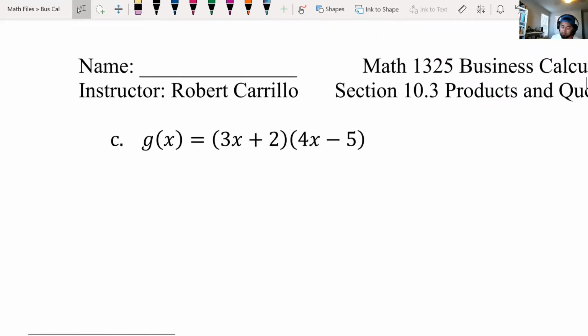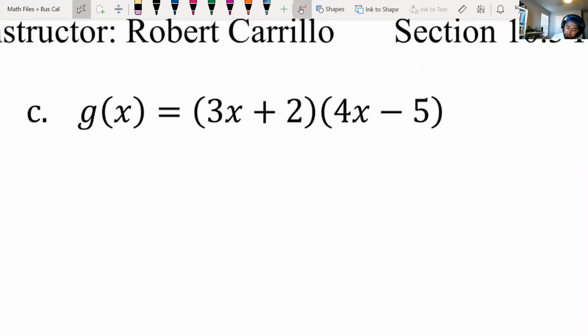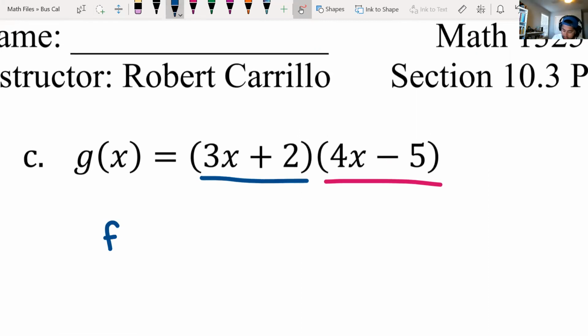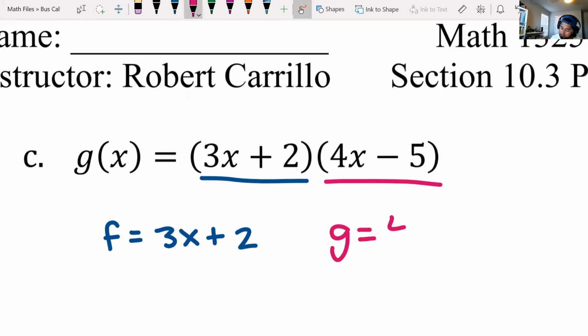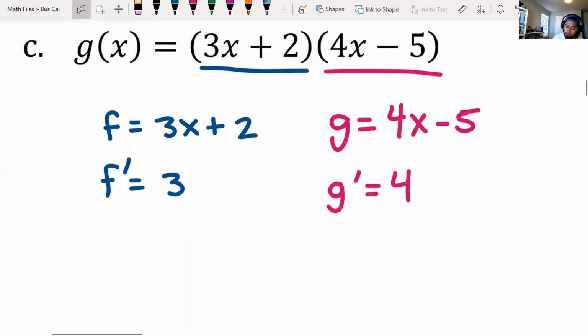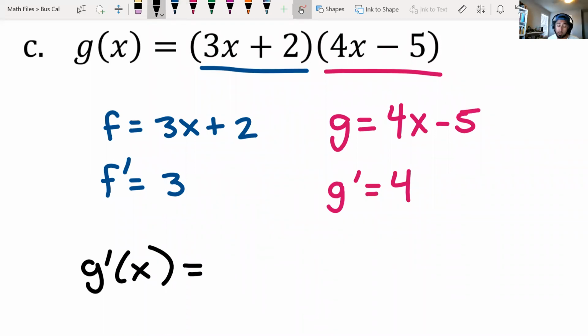Next page. All right. Do it again. More practice. 3x plus 2 will be our f. 4x minus 5 will be our g. So f is 3x plus 2. g is 4x minus 5. Take the derivatives. F prime is 3. G prime is 4. We're taking the derivative of g of x, so we'll write g prime of x. And again, follow your product rule.